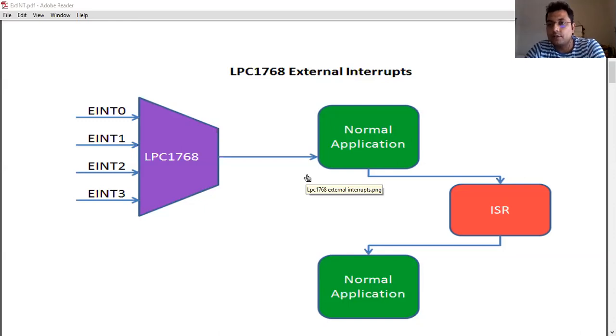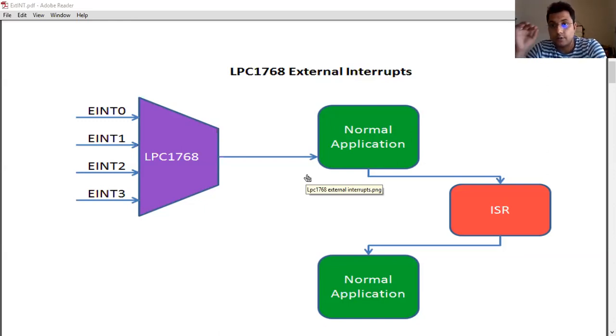Anything to do with configuration, we have to deal with pin configuration registers. So pin configuration registers we have to configure for making those corresponding pins external interrupt pins. Once you have configured those external interrupt pins, your LPC1768 interrupt controller, the NVIC controller, will look for any external interrupt. As soon as the interrupt occurs, it will hold the normal operation, whatever the normal operation is going on.